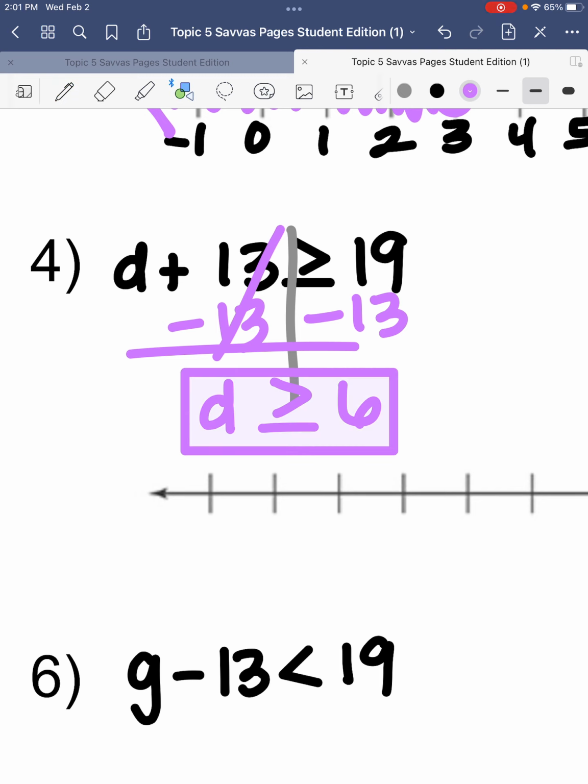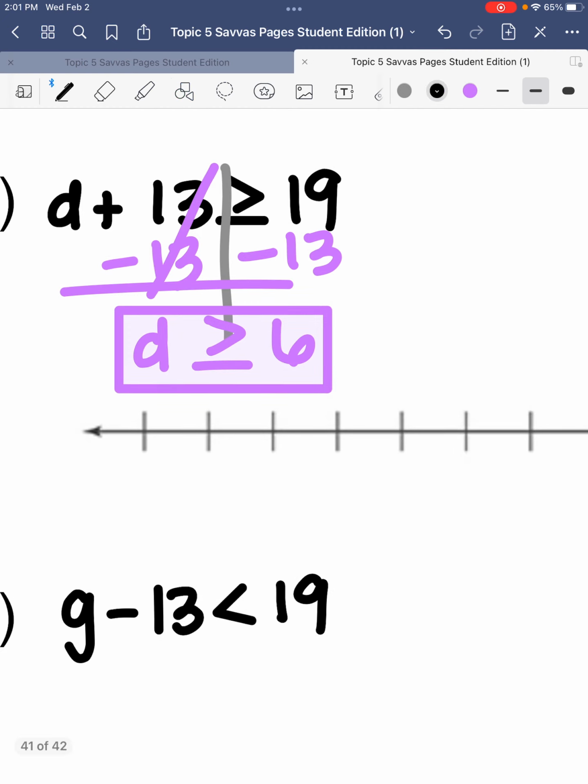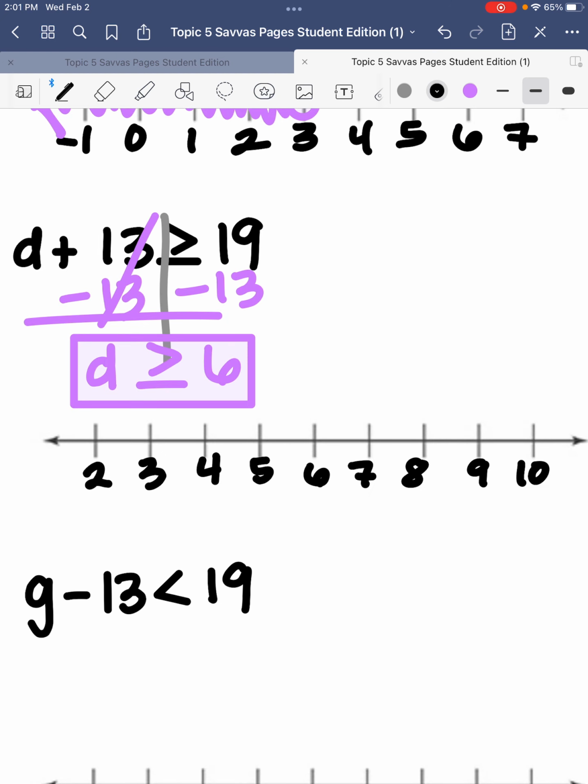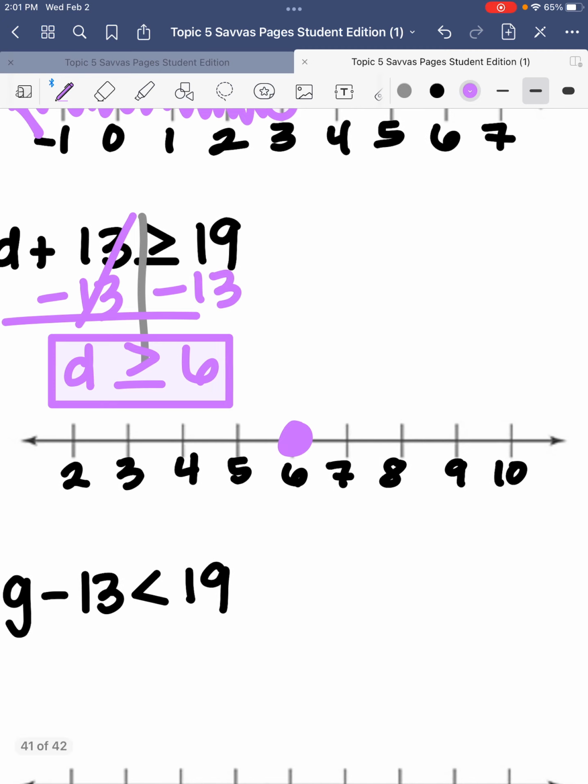And now we need to graph that inequality. So I know I want 6 to be kind of towards the center of my number line. So let's start with 2, 3, 4, 5, 6, 7, 8, 9, and 10. Okay, so 6 is right there in the middle. What kind of circle do I want for 6? Because I've got a line underneath my symbol, I want a closed circle. So I'm going to put my circle there and I'm going to fill it in. Now, which way am I going to shade? I'm going to shade all the numbers that are bigger than 6. So I'm going to shade this way here.